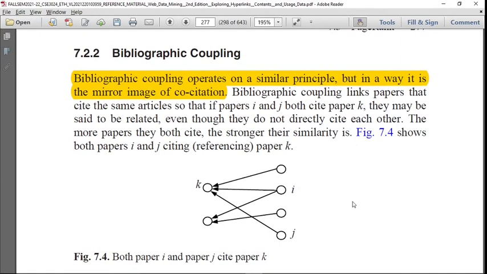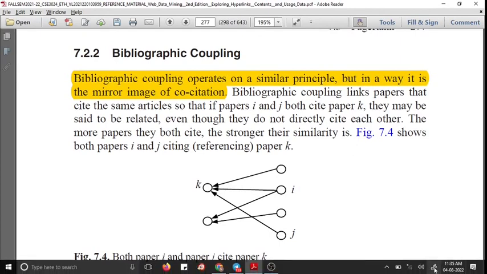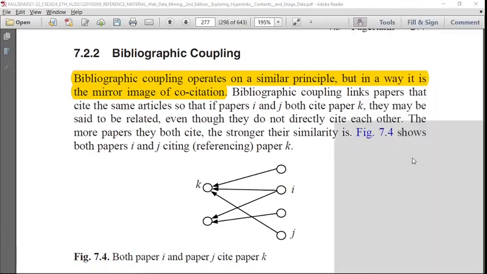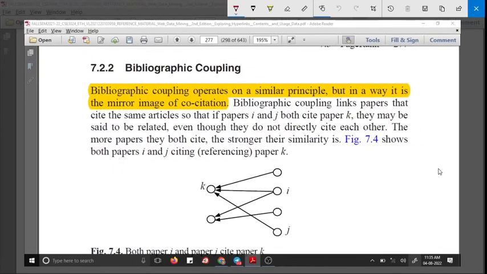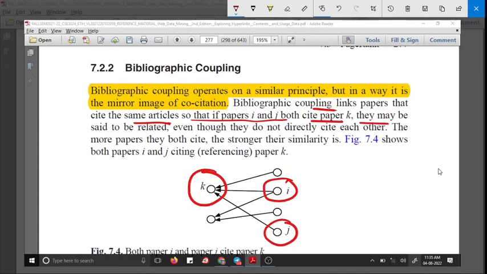Bibliographic coupling says that coupling links papers that cite the same article, so that paper I and paper J both cite paper K, or more papers. They may be said to be related even though they do not directly cite each other. That means they are saying that all the papers are related. So basically, what is happening?